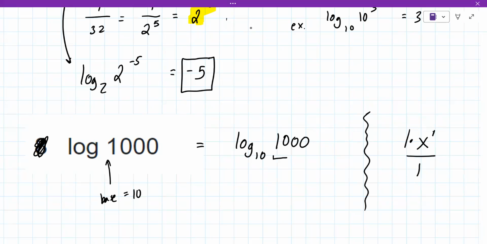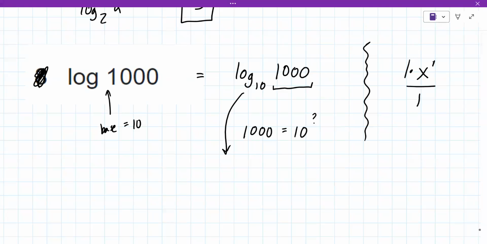Okay, so now 1,000 can be written as 10 to some power. Any idea what that power would be? If you're not sure, start with 1, then go to 2, then go to 3. You can figure out what 10 to what is 1,000. It's 10 to some power. It's based on the number of zeros. It is 3. So in this case, it becomes log base 10 of 10 to the 3rd power.